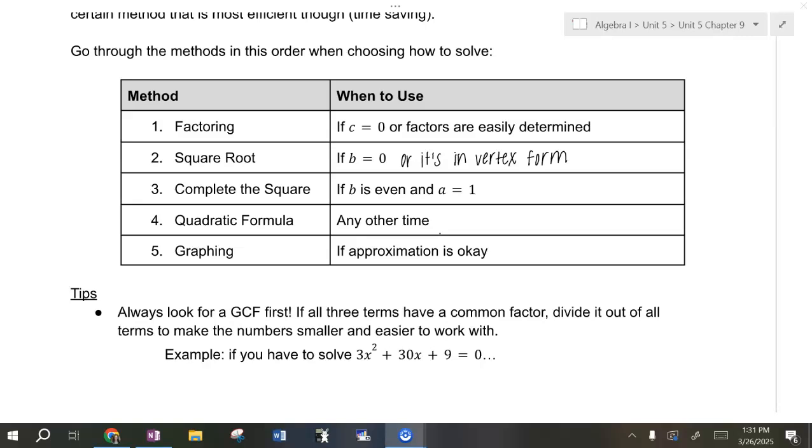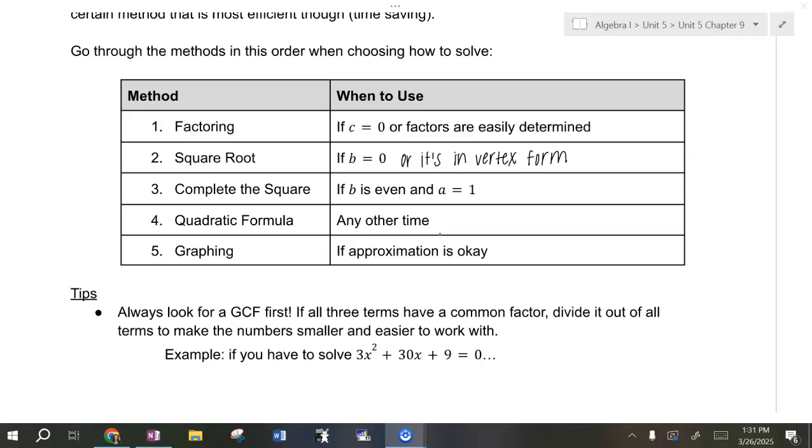Completing the square is kind of an extension of the square root property, but it's best to use completing the square if the b value is even and the a value is 1. Because remember, with completing the square, you always have to get an a value of 1 before you begin. So it's easiest to only use that if a is already 1. That way you don't end up with fractions.